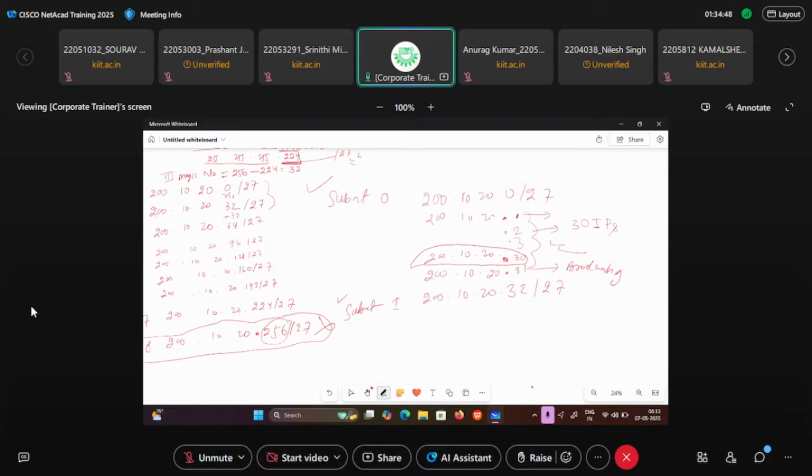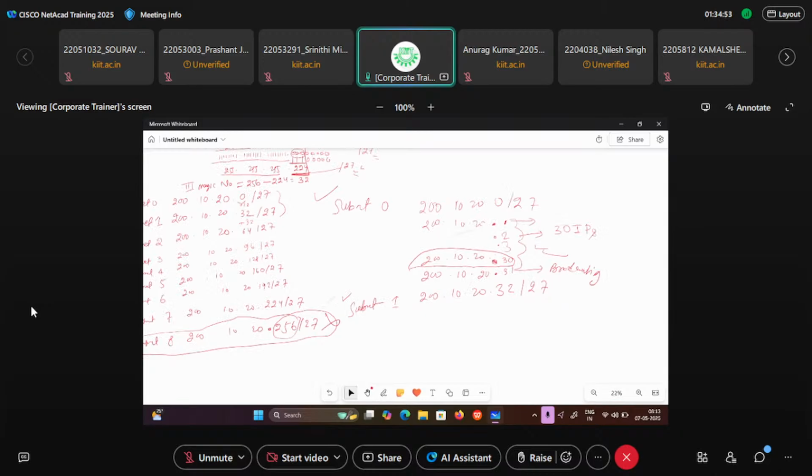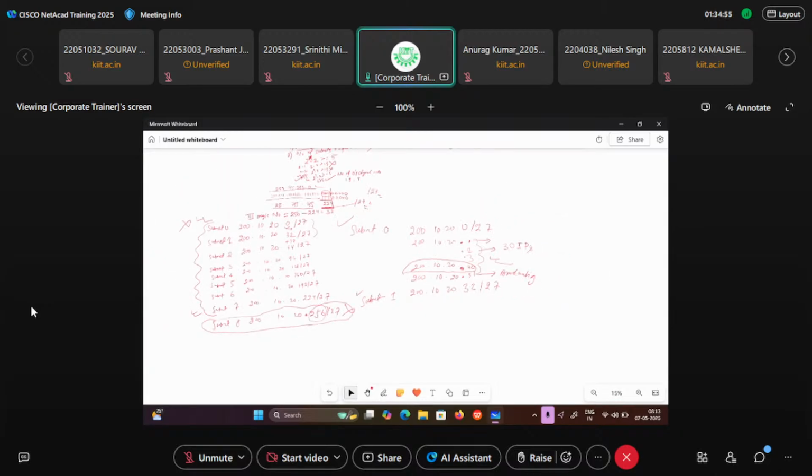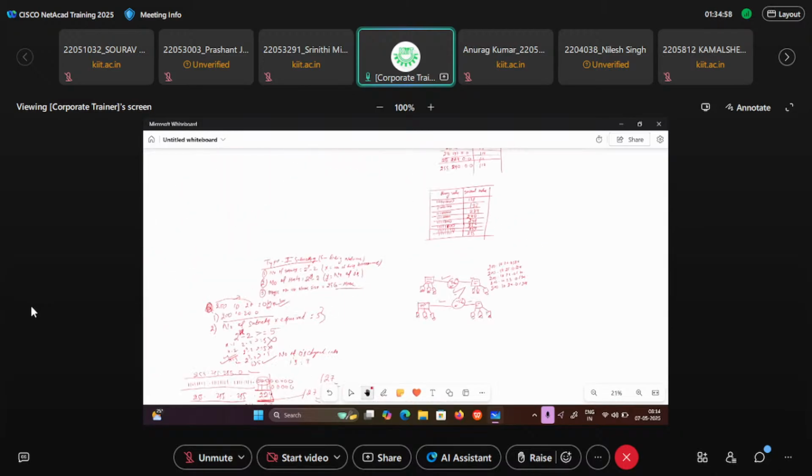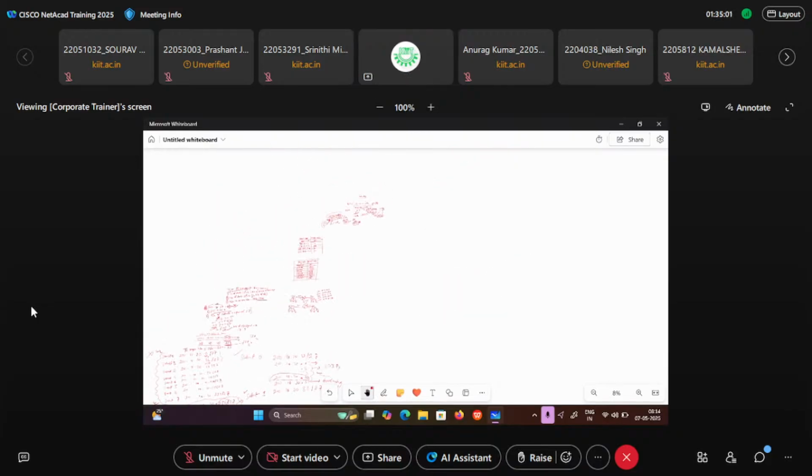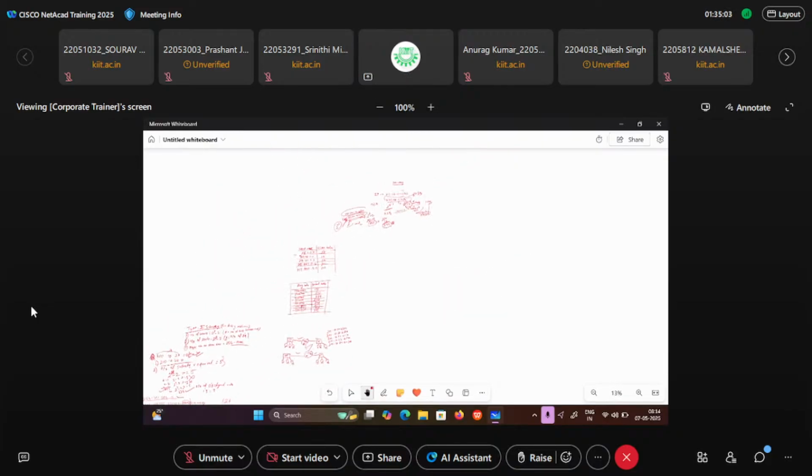Now think of it, when you are using a class C IP address, you have used 5 networks. Just see here how much you have reduced the IP wastage. Just see, the diagram that I had, where did it go?